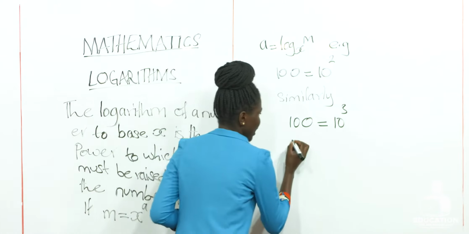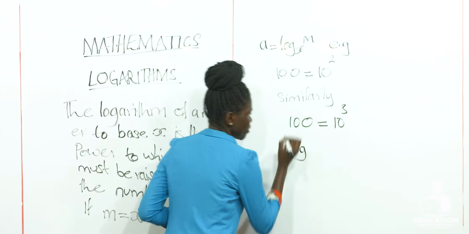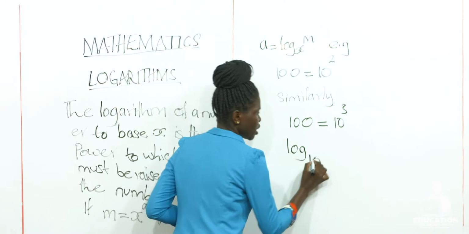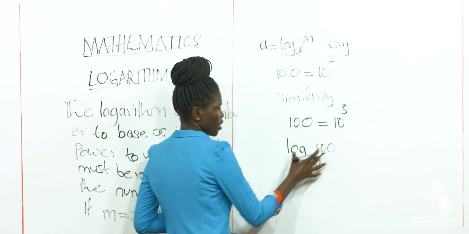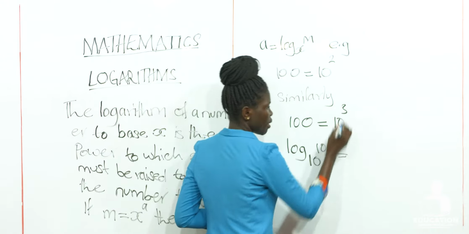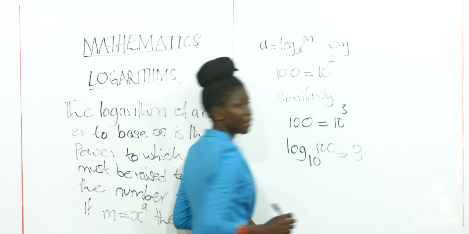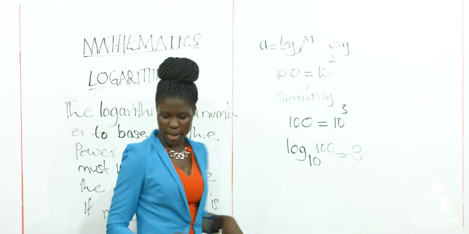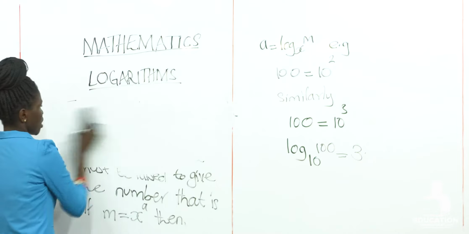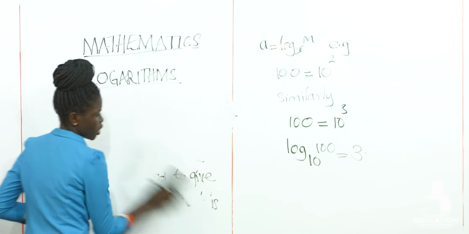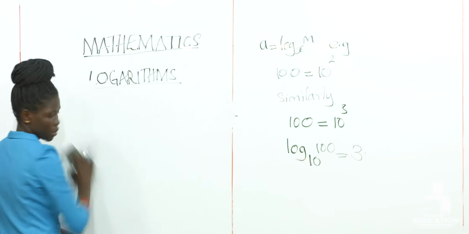So when given a number like this, when we write it in logarithm form, we shall have our log of 10. As we said, 10 is the base, and the number will be 100. And when you work this out, it will give you the power, which is the answer, as 3. So from here, let's have the laws of logarithm that will guide us to calculate worked examples of logarithm to help us understand how to work it out.